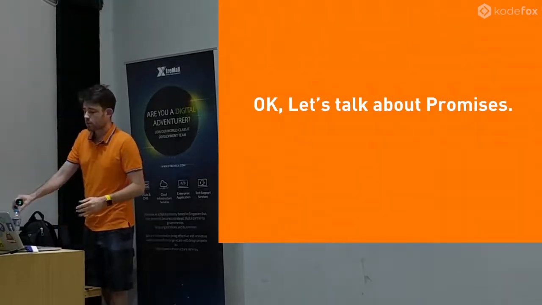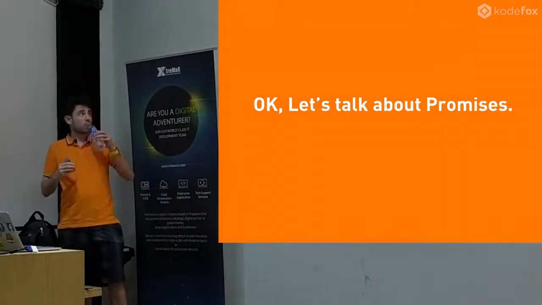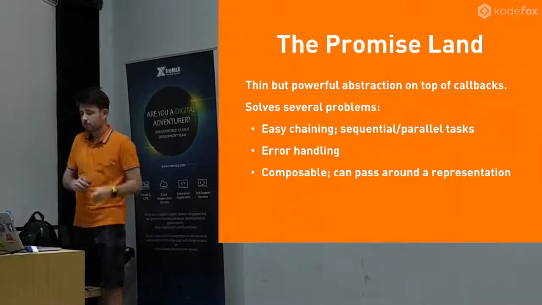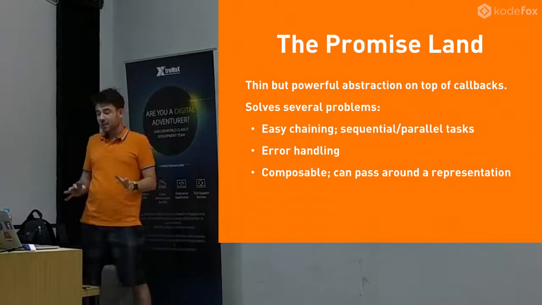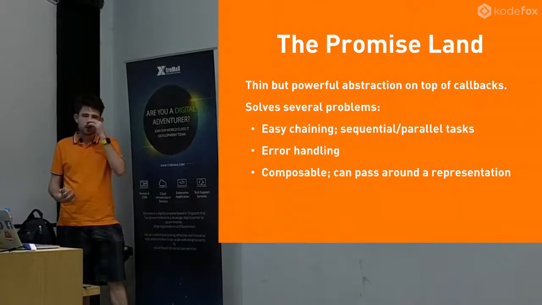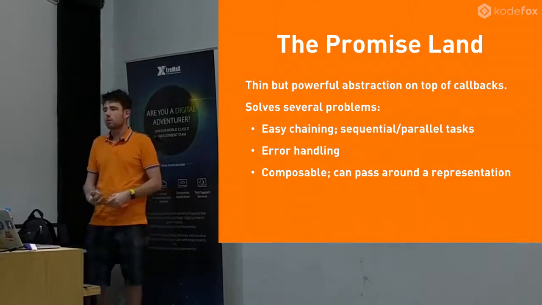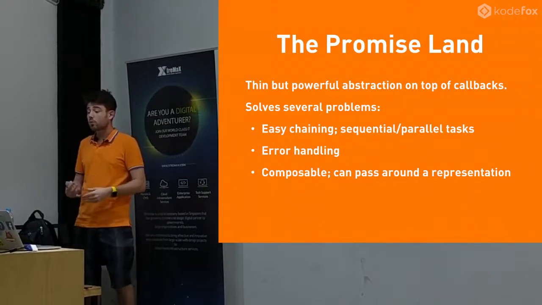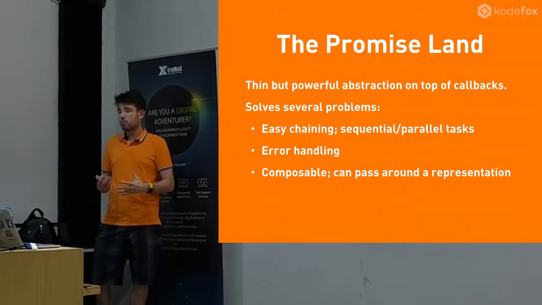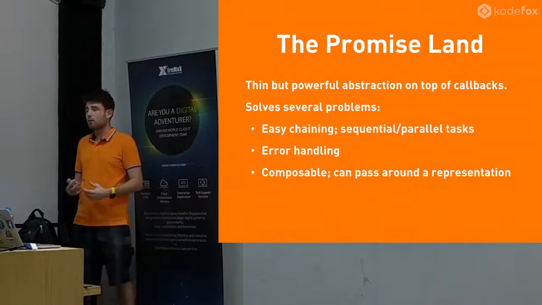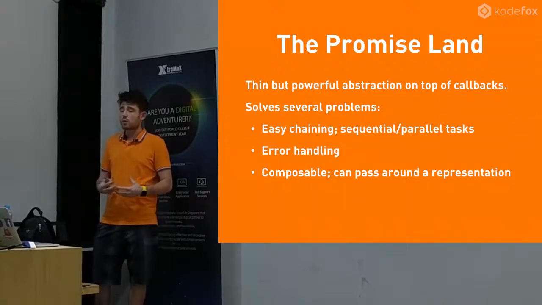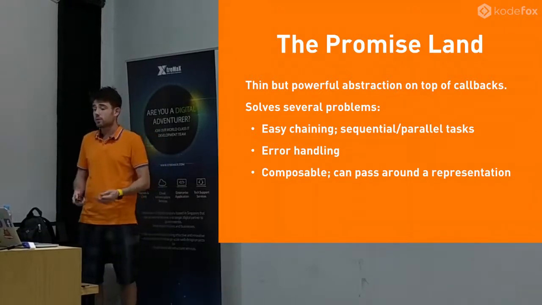So let's talk about promises. We've talked about callbacks, right? Promises do a little better. This is basically a thin abstraction around callbacks. It gives us the chaining that we need: doing task one, waiting till it finishes, doing task two, and continuing in sequential order. It gives us helpers to do things in parallel. It gives us error handling. And they're composable, right? Because the way a promise works is we can pass around a representation of a future value. A promise is an object that represents what the value will be when the operation finishes.